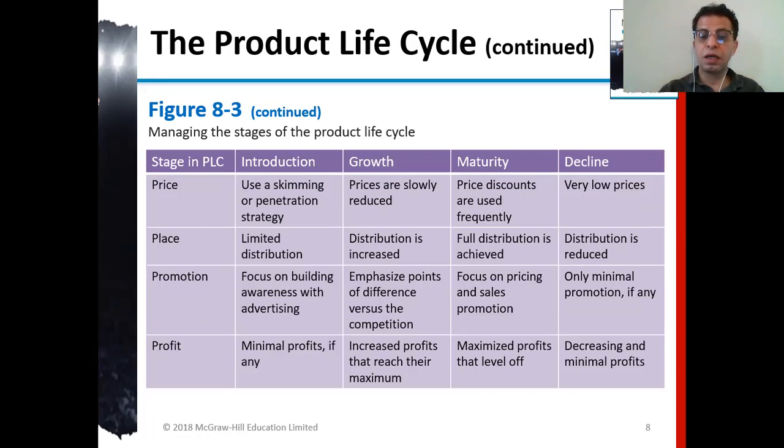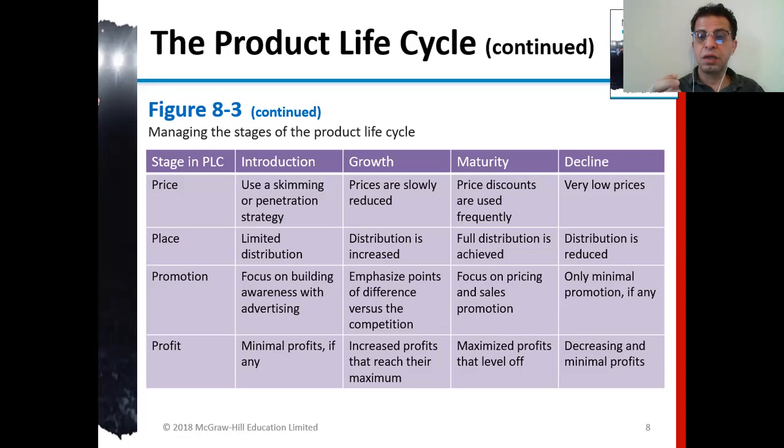In the early stage, use skimming or penetration strategies. So we were able to put a good price on it. The price started slowly declining because PeopleSoft came in. We started giving some discount, but not much discount. And the price, we were able to lower it, but not lower it very much during the decline.